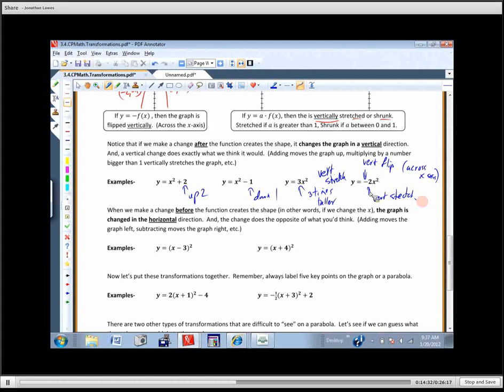Okay. Would you, on that graph paper that I gave you, draw this one and label 5 points on it?